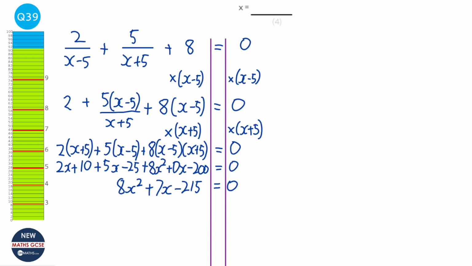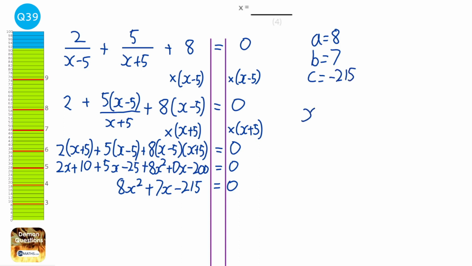So for our quadratic formula, we need to know what a equals, and a is the coefficient of the x squared, so a equals 8. We need to know what b equals, and that's the coefficient of the x, so that's 7, and we need to know what c equals, and that's the number at the end, which will be minus 215. So the quadratic formula is x equals minus b plus minus the square root of b squared minus 4ac, and all of that over 2a.